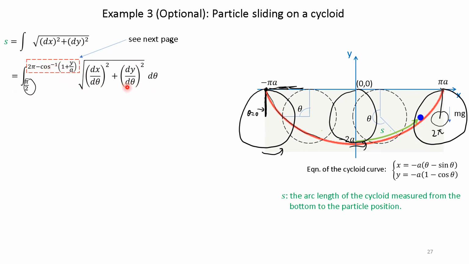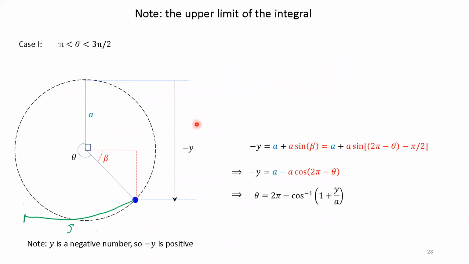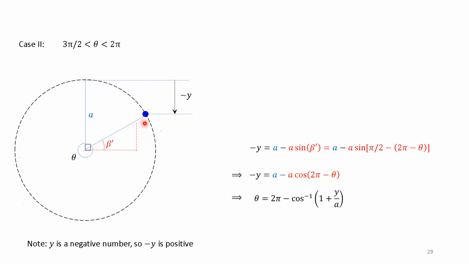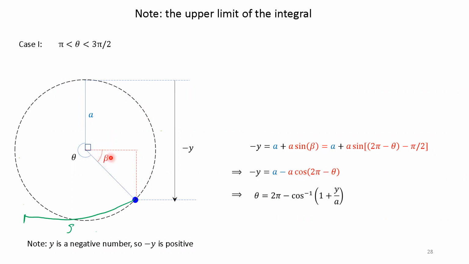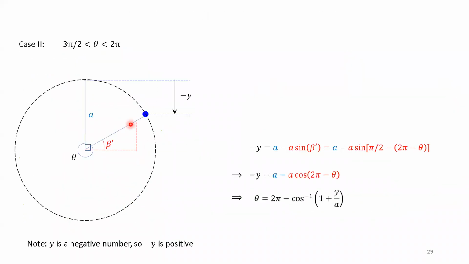I will skip one case: strictly speaking, there are two cases that I need to consider. Case one is that this particle is right over here, and case two is that this particle is up here. In this case, this beta would be positive. In the second case, this beta goes up and is negative, but from a very similar idea, you can see that I also obtain the same expression.